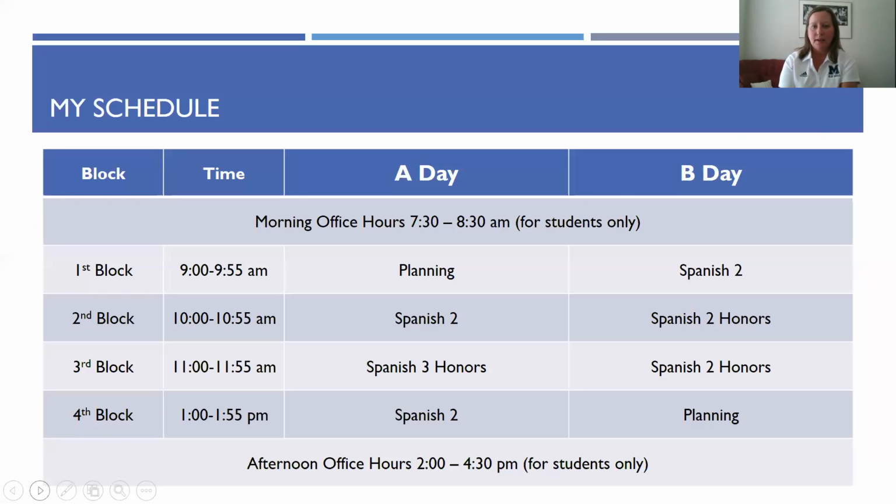Here you can see my schedule. In the morning and in the afternoon, I have office hours where I'm available to assist students if they have any questions or they need some further instruction regarding material that we've covered during our sessions. You'll notice as well that on A days, I have planning during first block, and then on B days, I have planning during fourth block.